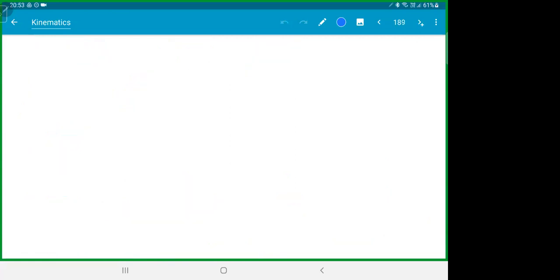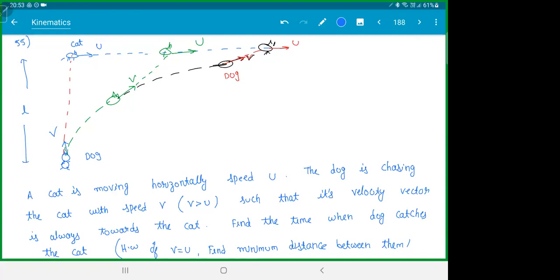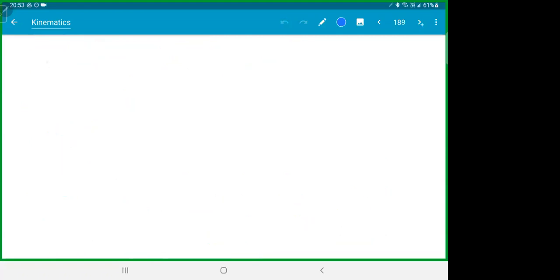So you guys can try that homework problem. That will be a good one to try. I'll show you the first part, when they meet. Look at this scenario here.